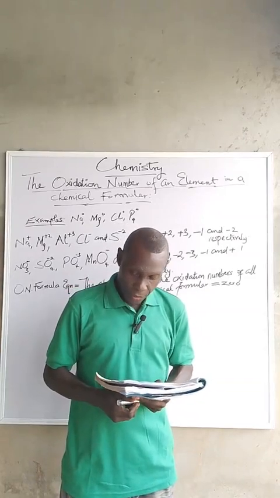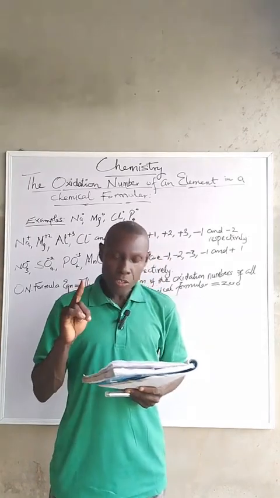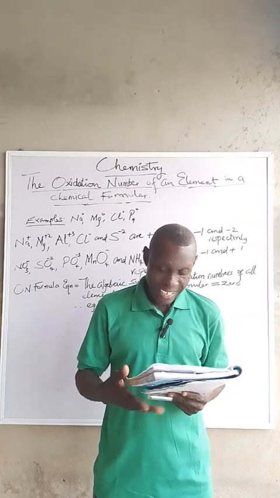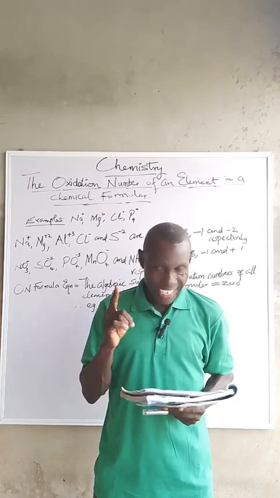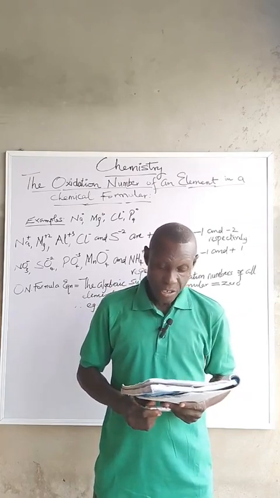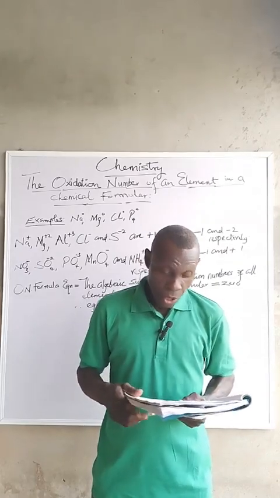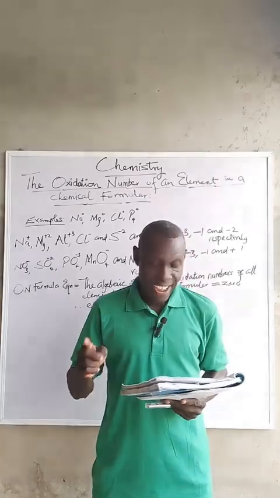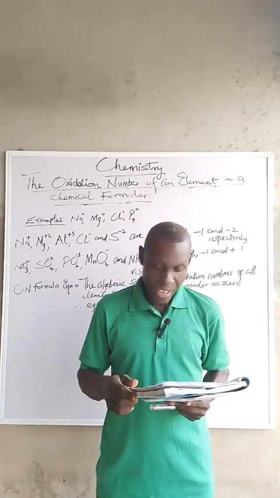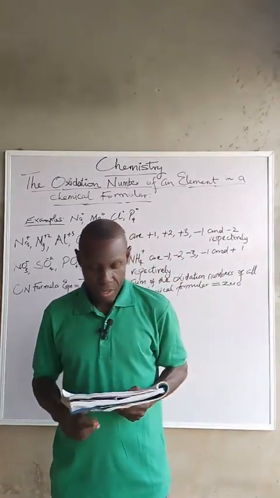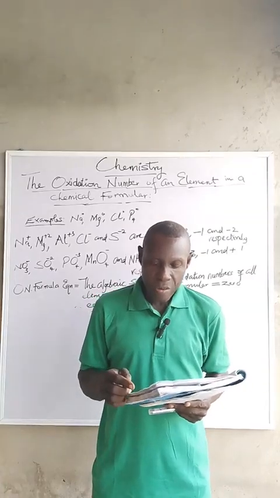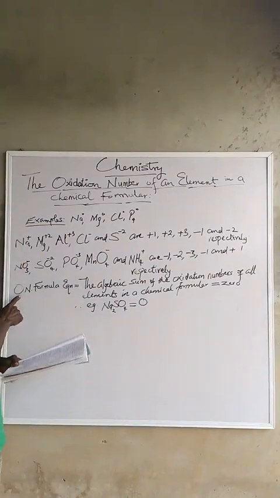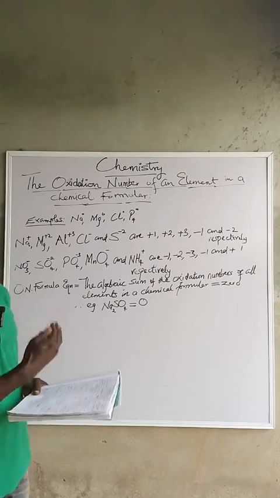Okay, now let us take this following, also very important. In most compounds, the oxidation number of oxygen is always -2, except in peroxides, where its oxidation number is -1, while that of hydrogen is always +1, except in hydrides, where its oxidation number becomes -1. So, oxidation number is usually abbreviated as ON. If you say ON, it means oxidation number.